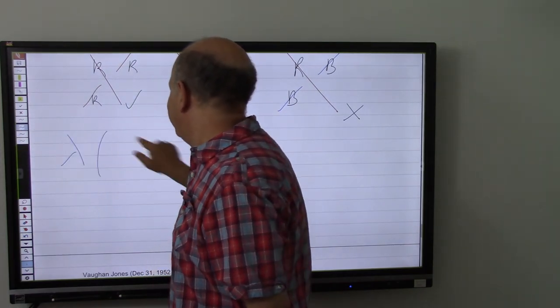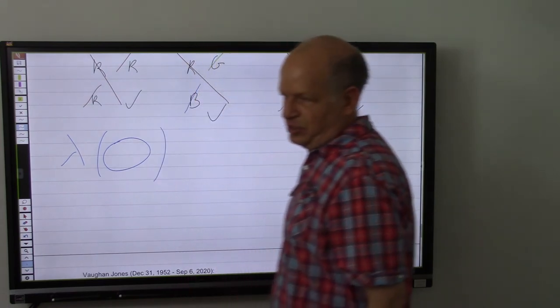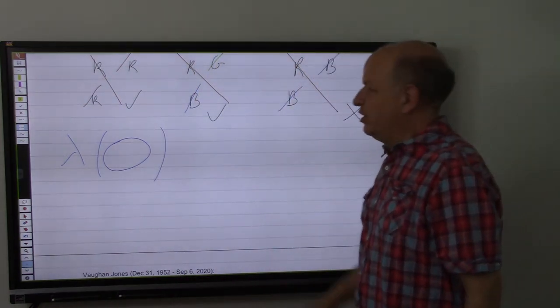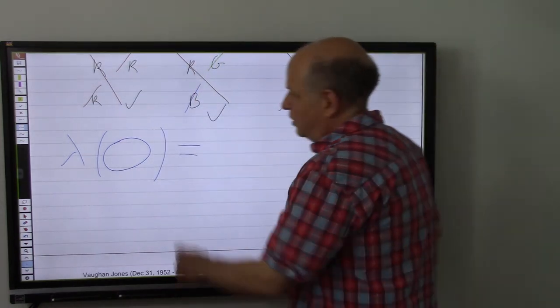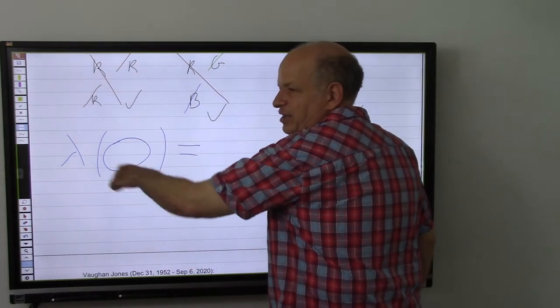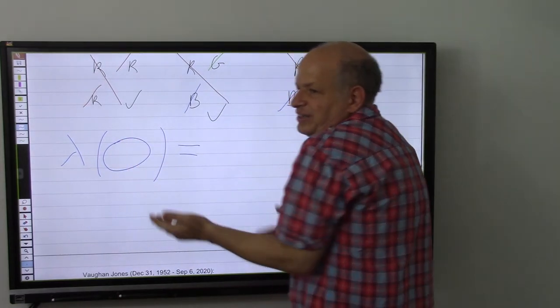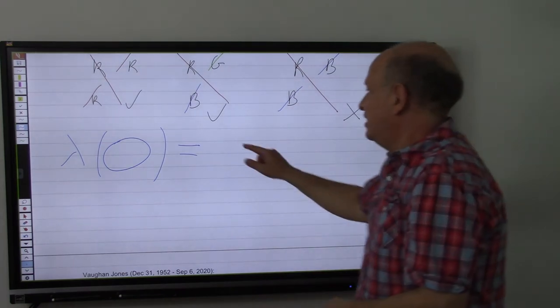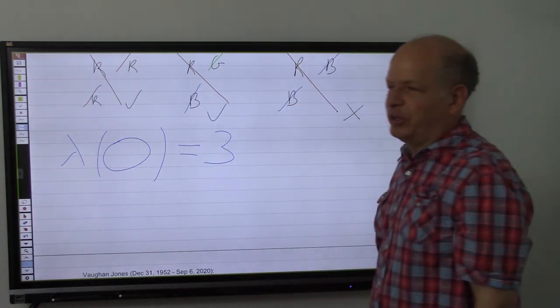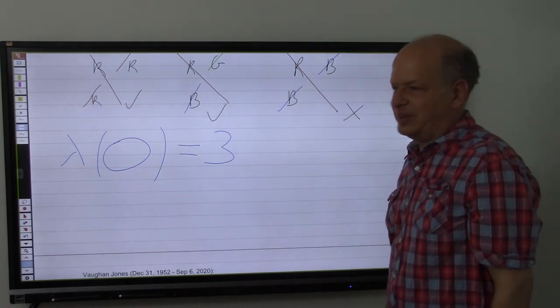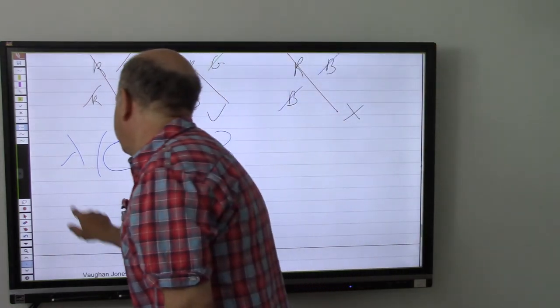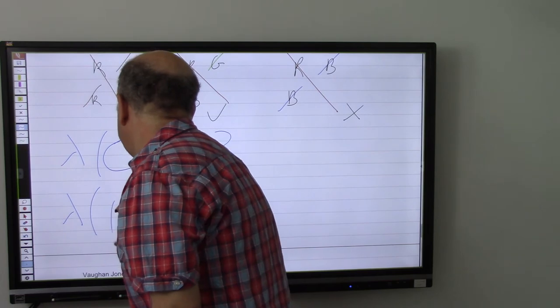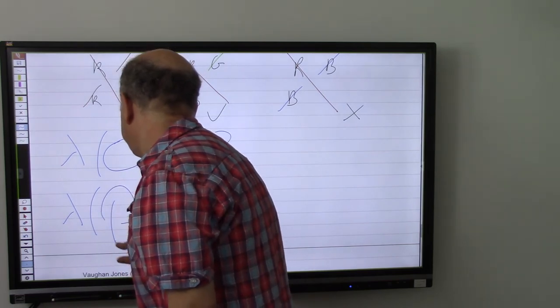Okay. So let's compute some lambdas. So what is lambda of the unknot? Well, so there is only one arc here. It has to be colored in one color. There are no crossings, so no conditions. So lambda here is equal to 3. Let's compute lambda of the trefoil knot.